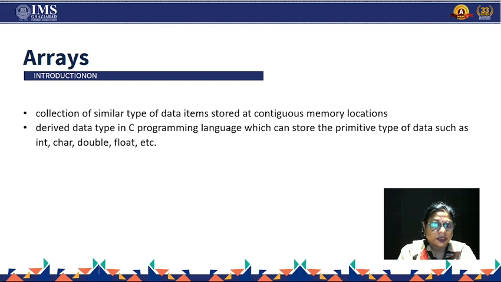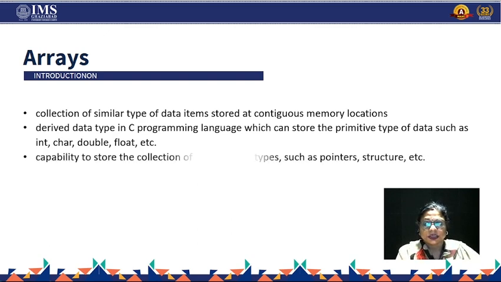Now, what do you mean by contiguous memory location? Contiguous memory location means the values will be stored one after the other. Now, this capability to store a collection of derived data types such as pointers, structures, etc. can be dealt with using arrays.